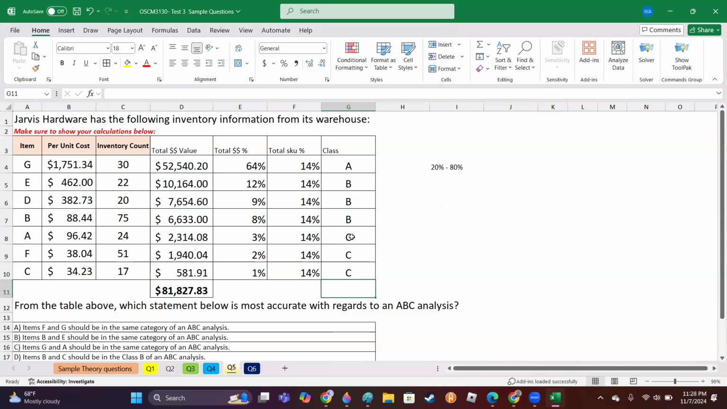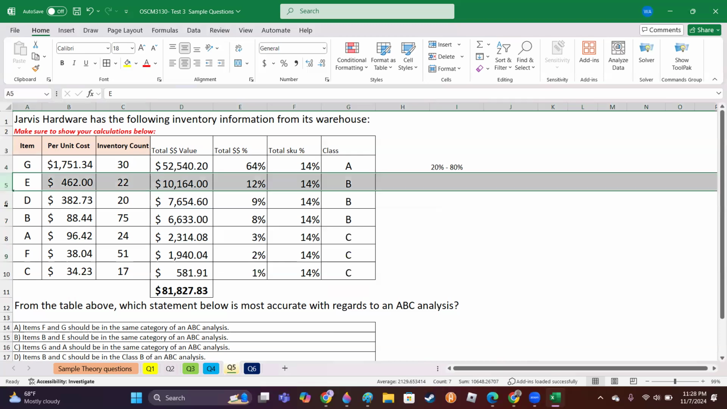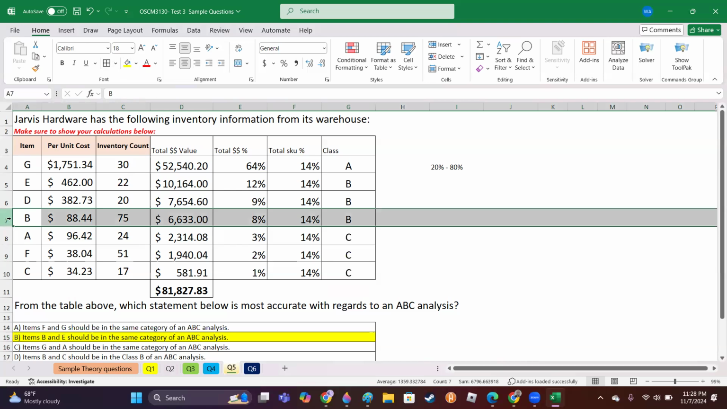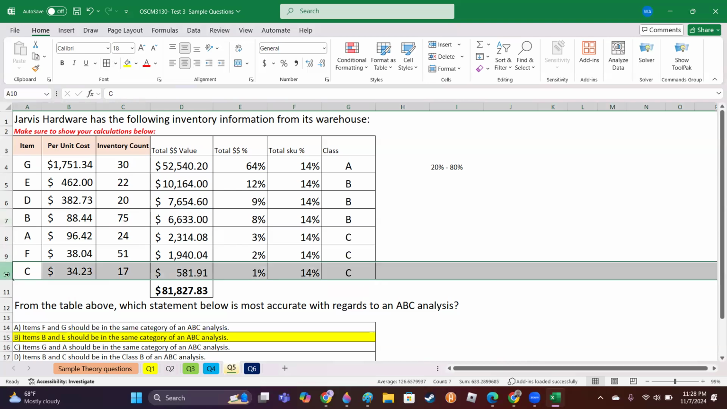Okay. Now, with regards to the answer to this question, which statement below is most accurate? Items F and G should be the same category. F and G, nope, those are different categories. B and E should be in the same category. B and E, yes, those are in the same category. So this should be the correct solution. C says G and A. G and A are not in the same category. And then D says B and C. B and C are not in the same category.